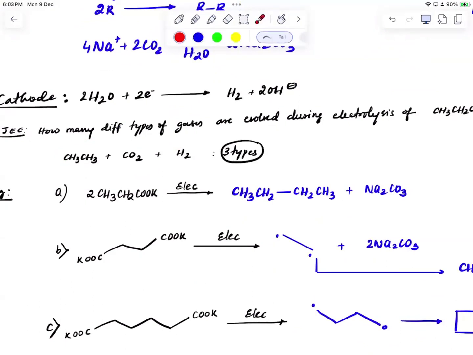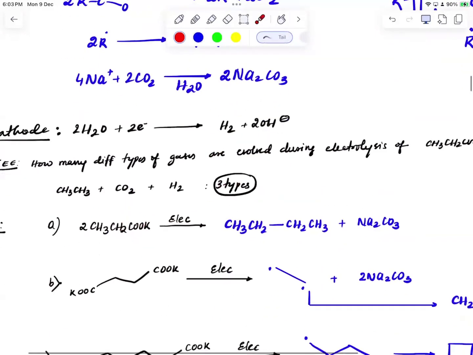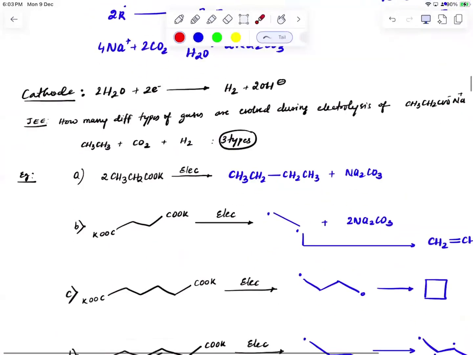Yes, some part of CO2 will react with the base and convert into carbonate. Okay, but if the question is asked types of gases, you should report these three because ethane is also a gas. You will get that. Got it?